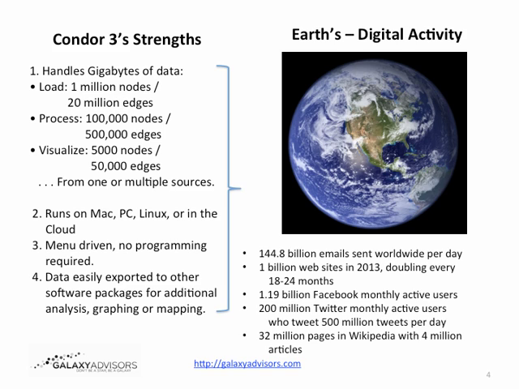Condor 3 strengths: handles gigabytes of data, load 1 million nodes, 20 million edges, process 100,000 nodes, 500,000 edges, visualize 5,000 nodes and 50,000 edges from one or multiple sources. It runs on a Mac, PC, Linux, or in the cloud. It is menu-driven and no programming required. All the complexity of the sophisticated code and so on is just for the user to click on a menu item. Data is easily exported to other software packages for additional analysis, graphing, or mapping.